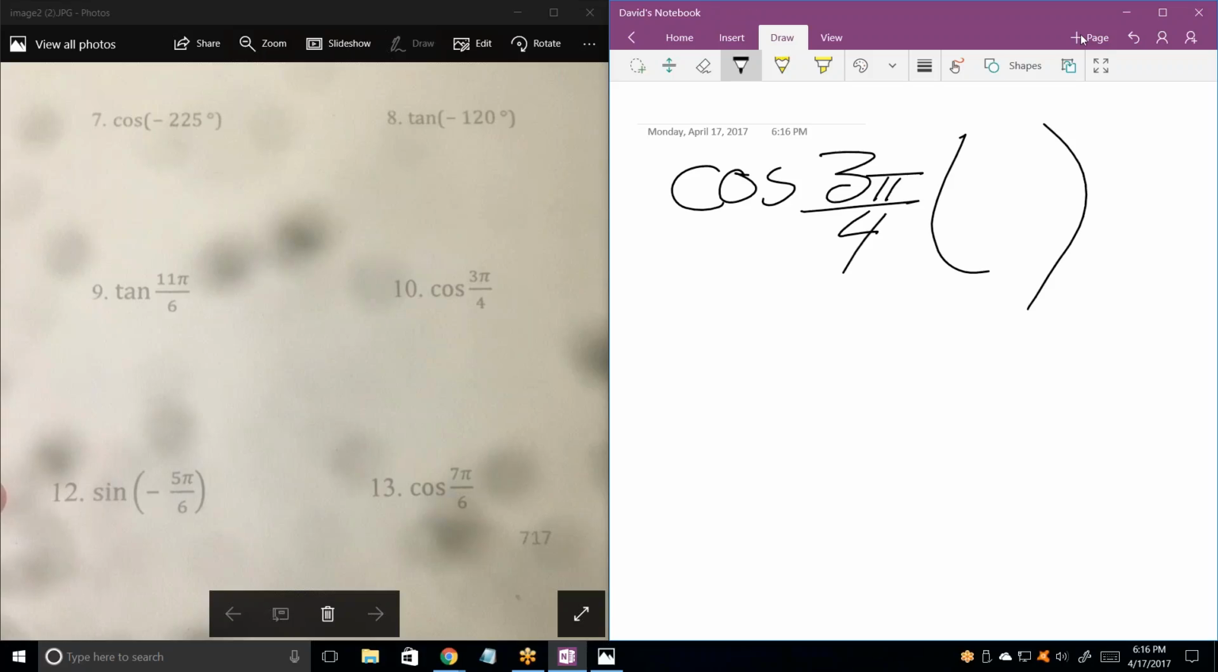What's this reference angle? That's going to be referencing 135. So the reference angle is going to be 45 degrees. What's the cosine of 45? Cosine of 45 is √2/2. And what's its plus or minus sign in this quadrant? Negative. Negative. Good.